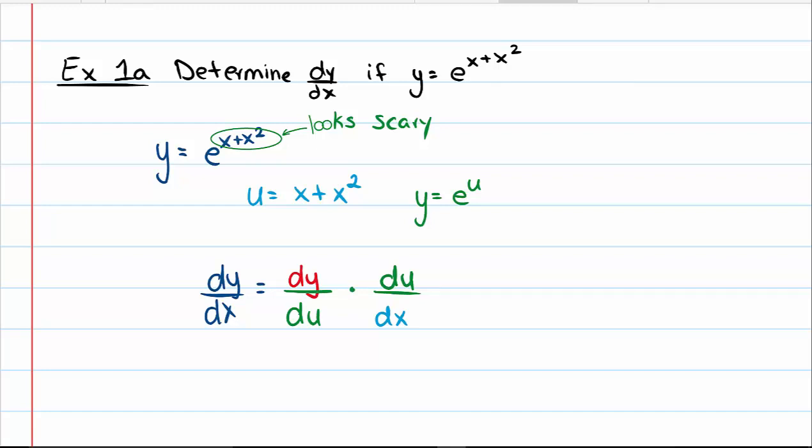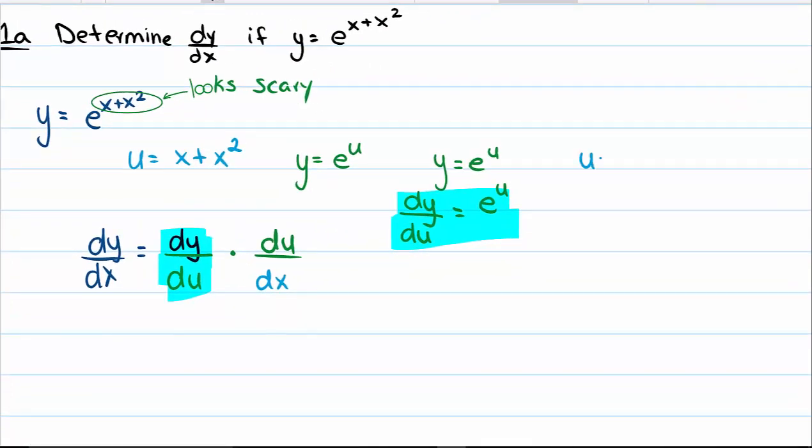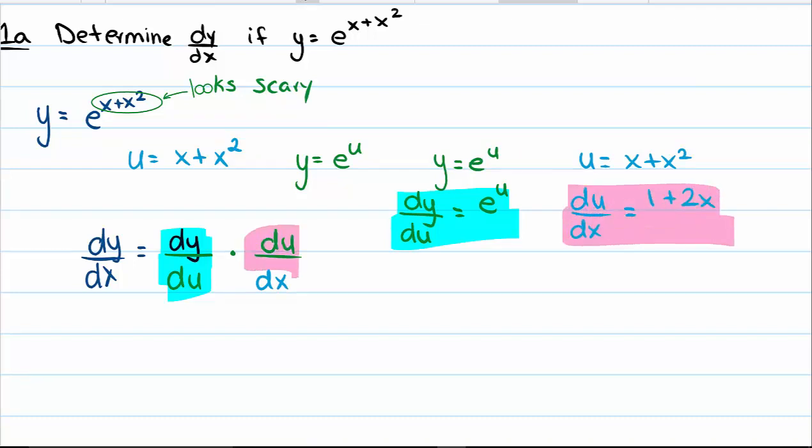So dy/du, so y is equal to e to the u. So dy/du is going to be equal to e to the u, because the derivative of e to the u is just e to the u. It's itself. So this piece is going to go right here. And then u was equal to x plus x squared. So du/dx is going to be 1 plus 2x. And this piece is going to go right here.